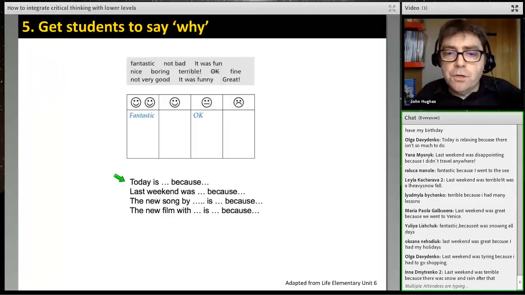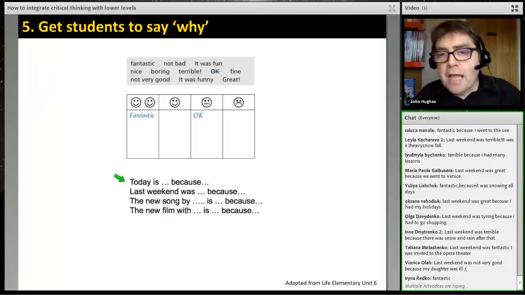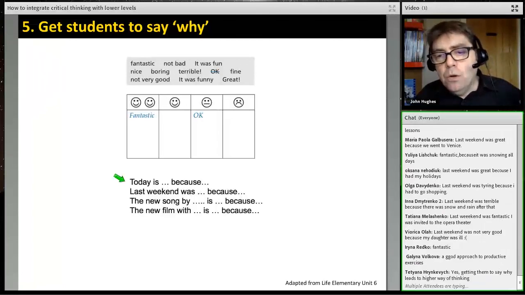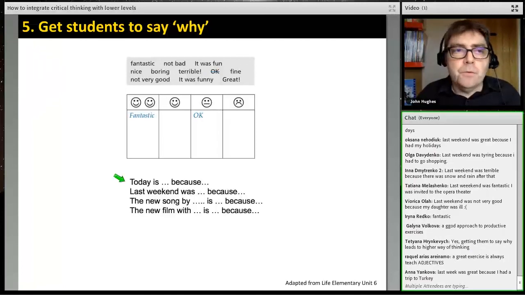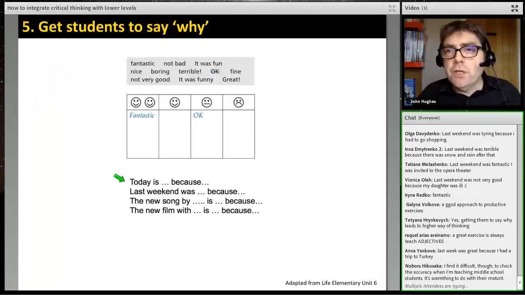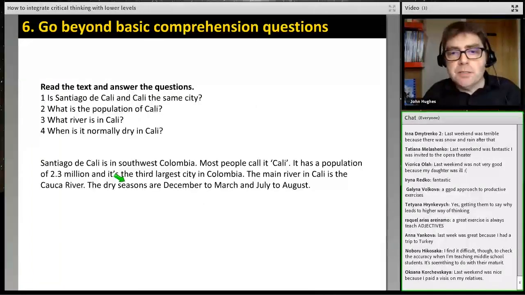And it's always worth, when you do these exercises with vocabulary and grammar, asking how you can add a little bit of higher order thinking to it. So that was tip number 5. I've only got 20 minutes left, so I'm going to rush to the next bit.